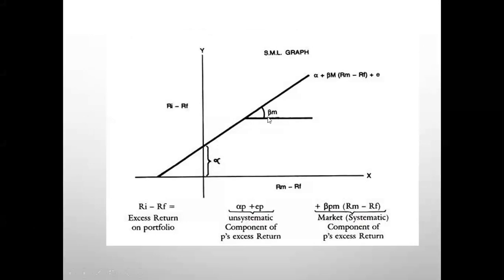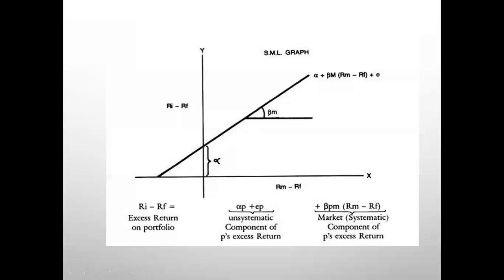This is alpha, this is beta, this is the characteristic line. Rm minus Rf: Rf means the risk-free rate of return, Rm means the market return. So this is what we call excess return. What do we mean by excess return? It means how much excess return we are going to get compared to the risk-free interest rate.